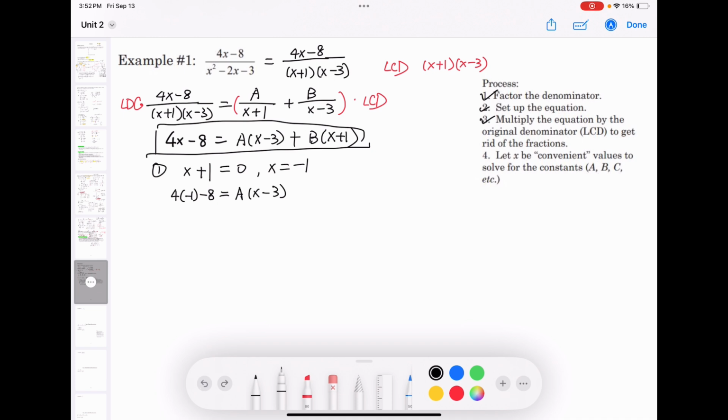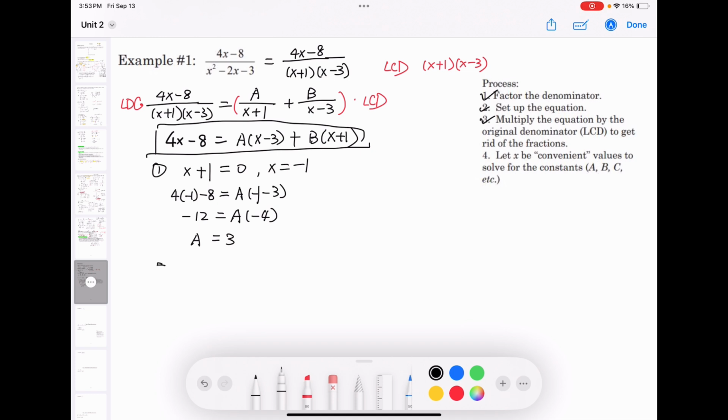Oh, the x must be replaced. So here, this x is -1. So we have -4 minus 8, which is -12, is equal to a times -4, divided by -4. So a is equal to 3. We solved our a. We need to find the b.